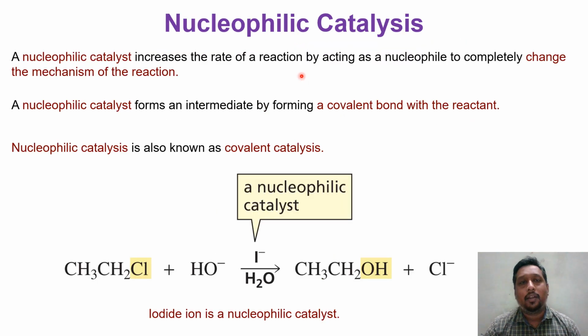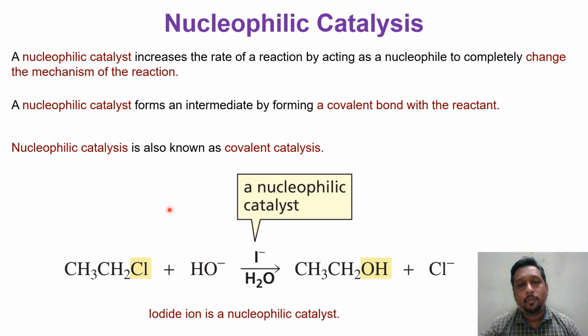So, nucleophilic catalysis. A nucleophilic catalyst increases the rate of a reaction by acting as a nucleophile to completely change the mechanism of the reaction. A nucleophilic catalyst forms an intermediate by forming a covalent bond with the reactant. Otherwise, it is also called covalent catalysis.